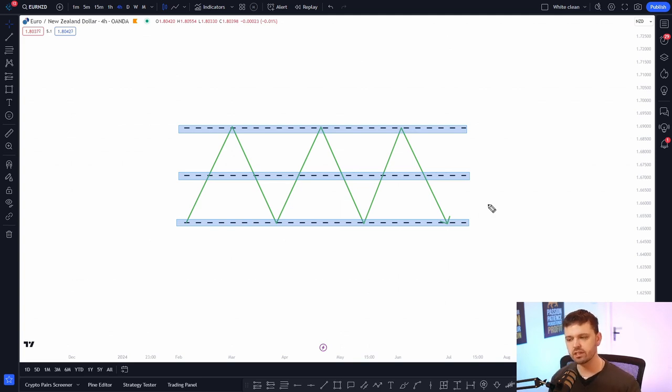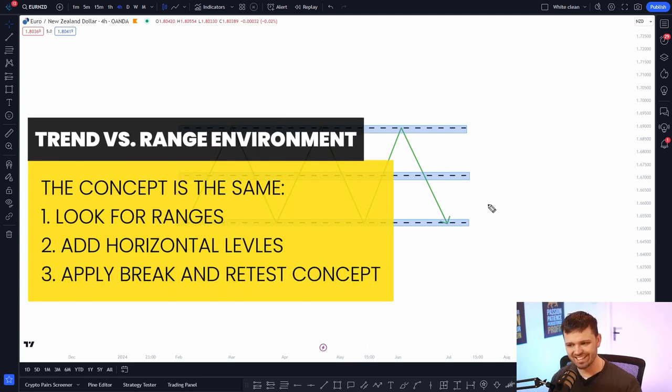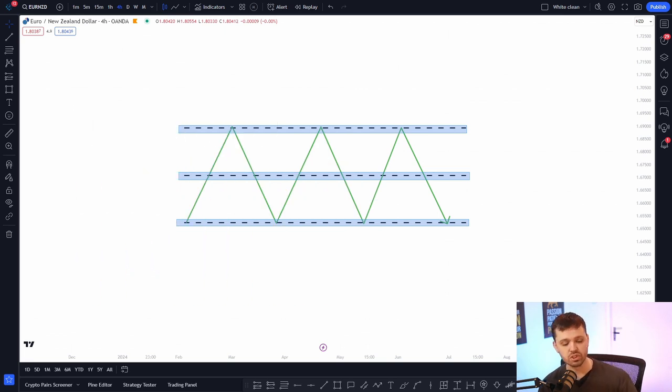But the concept and the principle is still the same. You're looking at ranges and you're adding the horizontal levels in just the same way, and you're applying the break and retest concept in just the same way, whether you are trading a trend or a range, or if you're trading a universal strategy, or if you're trading using EMAs or whatever. The core principle and the foundation is exactly the same.